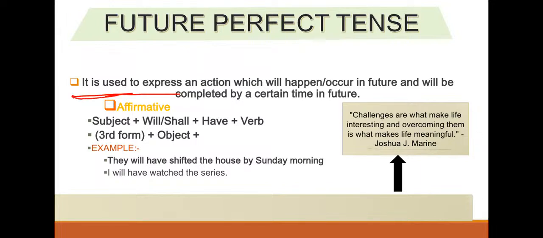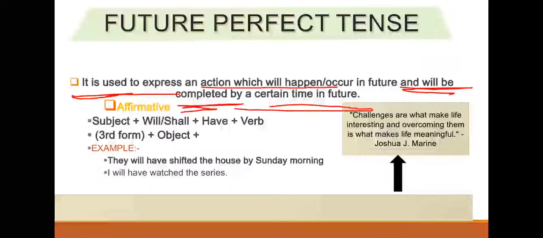So we have the future perfect tense. It is used to express an action which will happen or occur in future and will be ended or completed by a certain time in future. This is what you have to keep in your mind and understand. Something will happen in future and it will be ended by a certain time in future. Like we know its starting point and its ending point, or you can say the completion point in future.